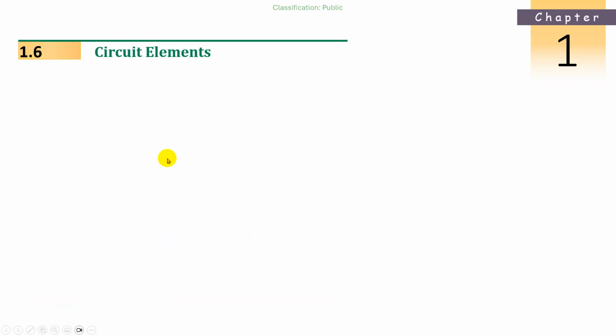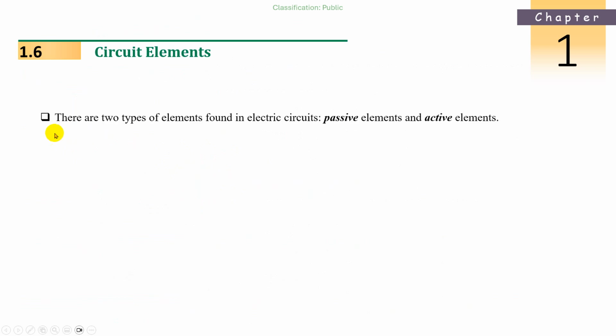Now we have to study today the circuit elements. What exactly does a circuit element mean and what is included in these? So there are two types of elements found in an electrical circuit, called passive elements and active elements. As per the name itself it is telling. Active elements means which are very active and ready to give the power, or which can store energy and deliver the energy. This is also called active.